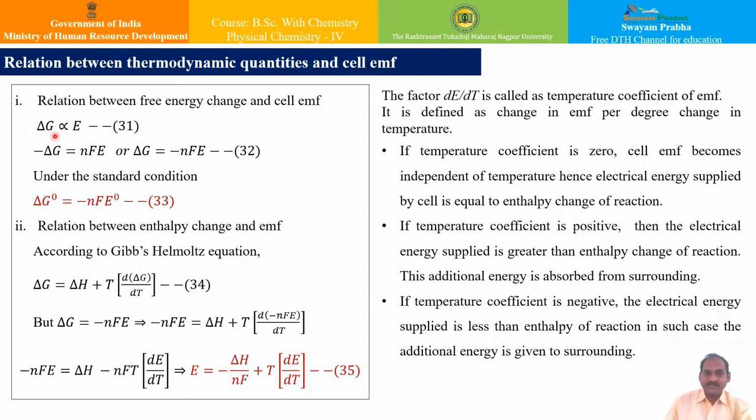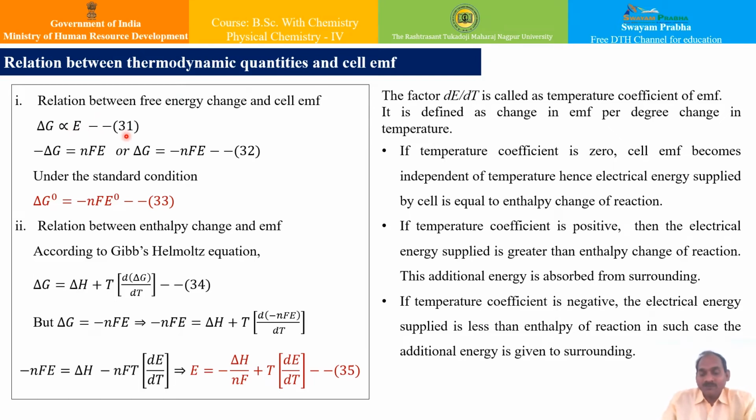So my free energy change is proportional to EMF of cell. That way it is correct. But when the work has been done, there is a decrease in free energy, and therefore this negative sign comes over here, and delta G is equal to minus nFE. This decrease in free energy is responsible for the generation of EMF basically. We can see over here that this decrease in free energy is proportional to EMF of the cell, and it is responsible for the generation of EMF.